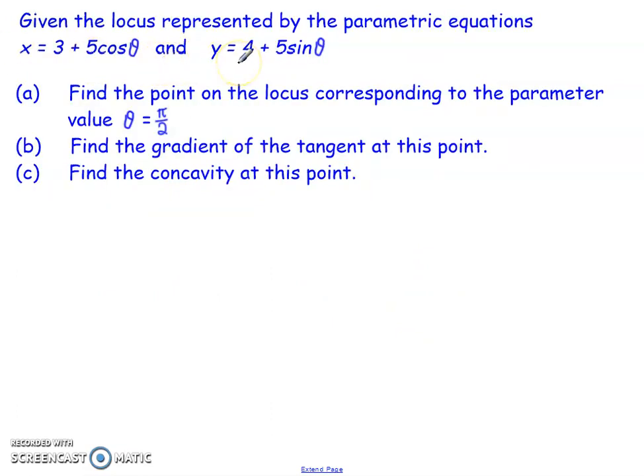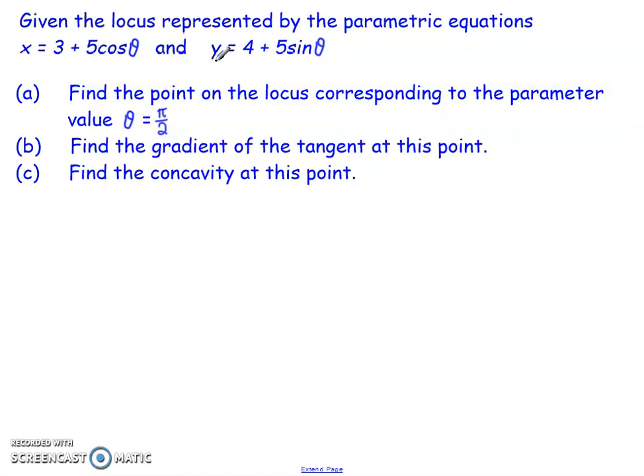Second example I'm going to show you, it's slightly more complex. Given the locus represented by the parametric equations x equals 3 plus 5 cos theta and y equals 4 plus 5 sin theta, first thing I want to do is find the point on the locus corresponding to the parameter value theta equals pi over 2. Secondly, find the gradient of the tangent at this point. And third, find the concavity at this point.